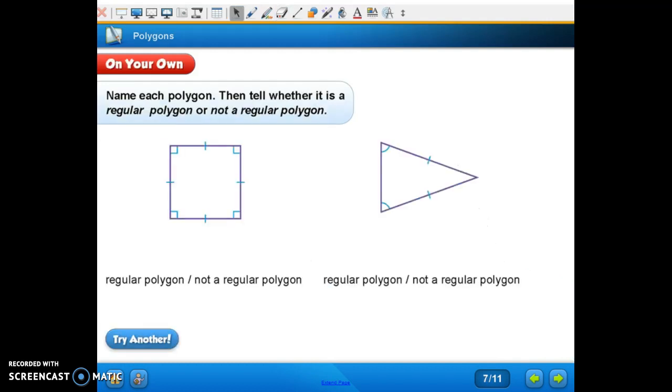It says name each polygon and tell whether it is a regular polygon or not a regular polygon. So this one, square, looks to me like it's number 5. Is it regular? Yes, it is. And we have to name it. What is this? A square. Or a parallelogram. Or a regular polygon. Or what's the bigger category? A quadrilateral.